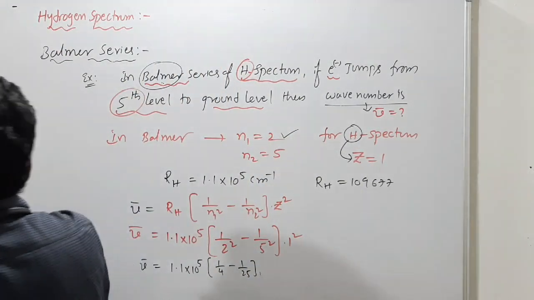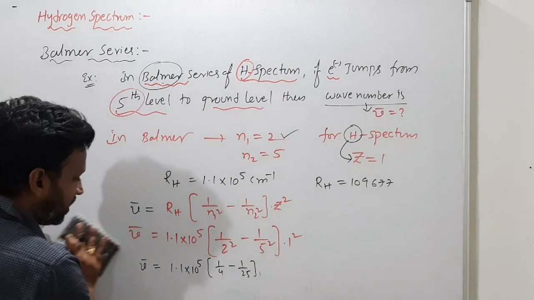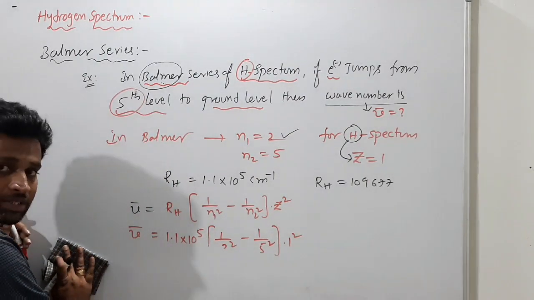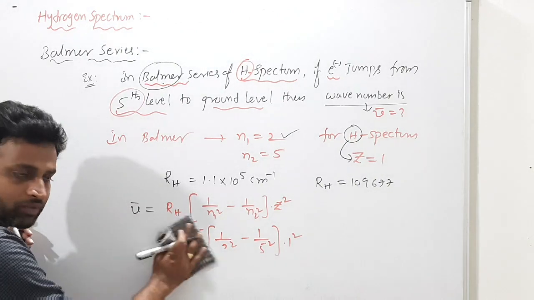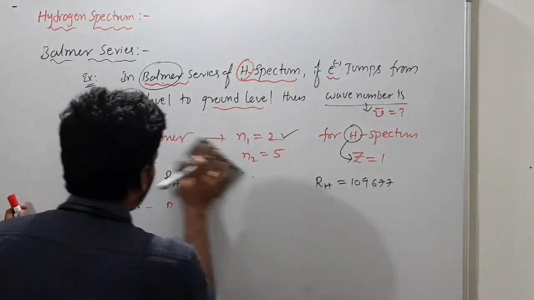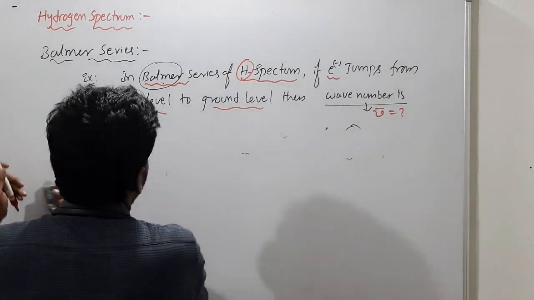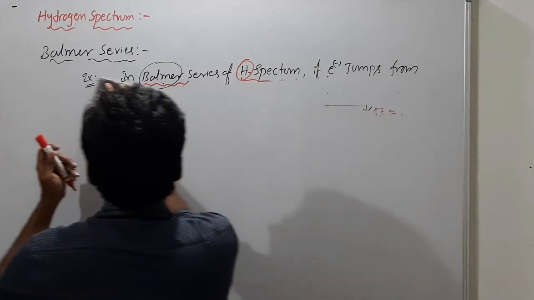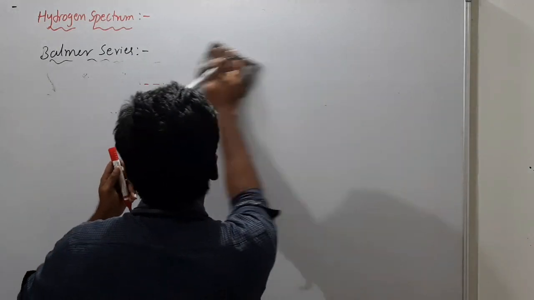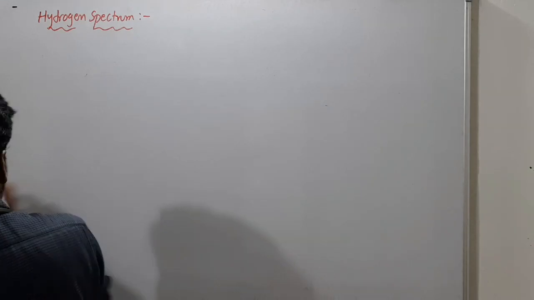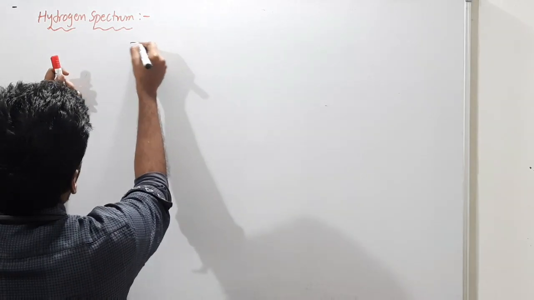So this is about the Balmer series and how to calculate the given wave number. Take a screenshot and write down all these things, or pause the video and write them down. So we discussed the Balmer series and how to calculate wave number or wavelength, and we calculated it.